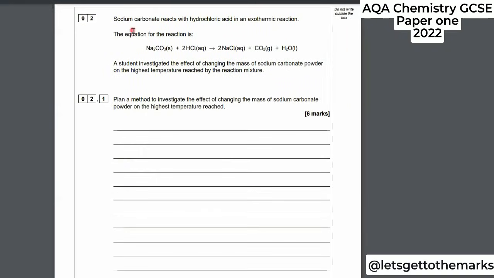Okay, question 2. Sodium carbonate reacts with hydrochloric acid in an exothermic reaction, a heat-giving out reaction. The equation for the reaction is Na2CO3 solid plus 2HCl aqueous, arrow, 2NaCl aqueous plus CO2 gaseous plus H2O liquid. A student investigates the effect of changing the mass of sodium carbonate powder on the highest temperature reached by the reaction mixture. So they're changing the mass. So we know that our independent variable is the mass. And what are they measuring?